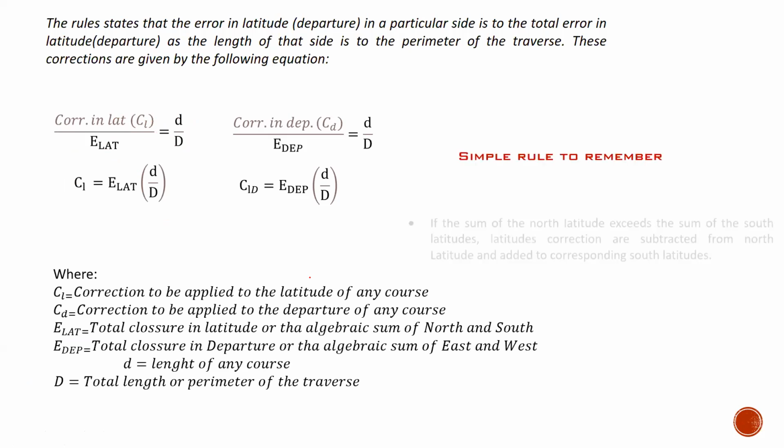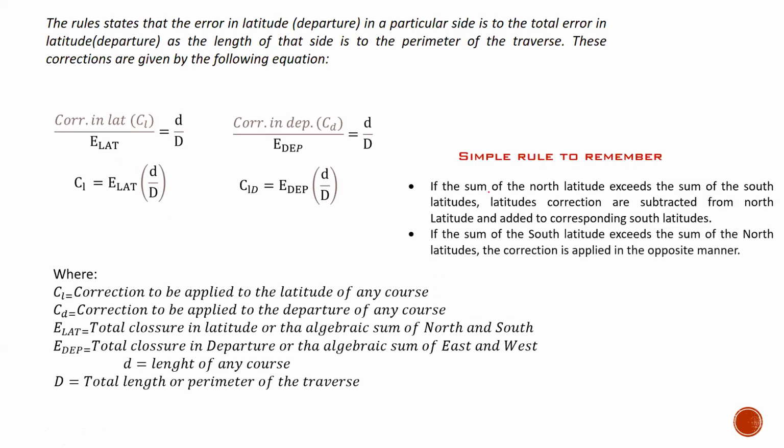Next, we have here the simple rule. Kung ano man yung nag-exceed, dun tayo magbabawas. Kung north yung nag-exceed, dun tayo magbabawas. Kung south yung nag-exceed, dun tayo magbabawas. And kung sa departure naman, nag-exceed yung east, magma-minus tayo sa east. Kung nag-exceed yung west, sa west tayo magma-minus.